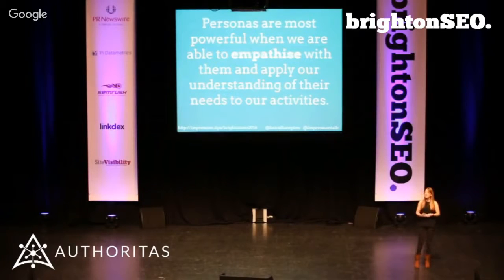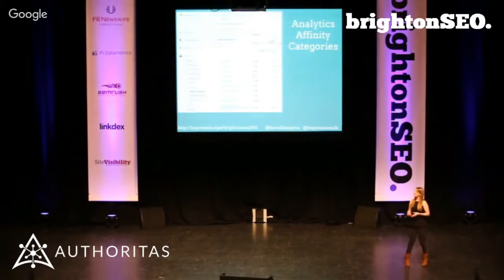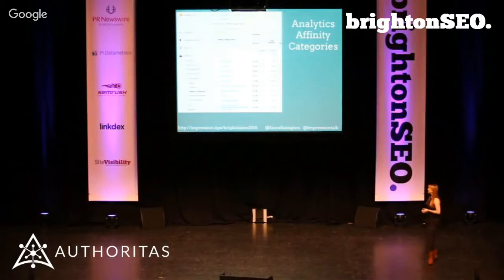Now, for me, the final step is that personas actually become more powerful when we're able to empathize with them, when we're able to visualize them as real people. And the way that we do that is by adding some more human traits to them. So Google Analytics can help you out with this. Firstly, if you have a look in your audience section on analytics at the affinity categories, this is where Google will tell you what topics are of interest to the people that are visiting your site. And that will give you some insight into what else they're interested in, some more of those human factors.